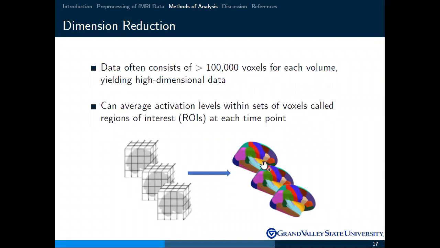So like my dissertation work always analyzed data at the ROI level rather than the voxel level. This also allows for, by reducing this dimension, many more statistical models to be on the table and available for analysis. So that's a benefit as well.